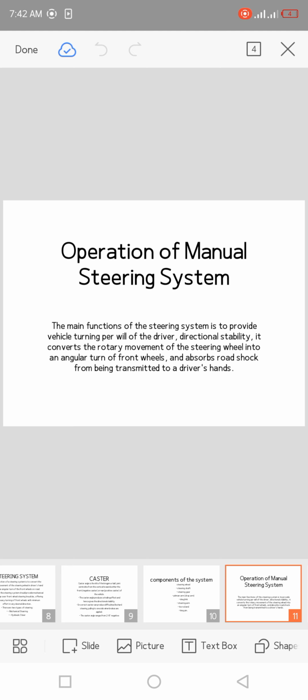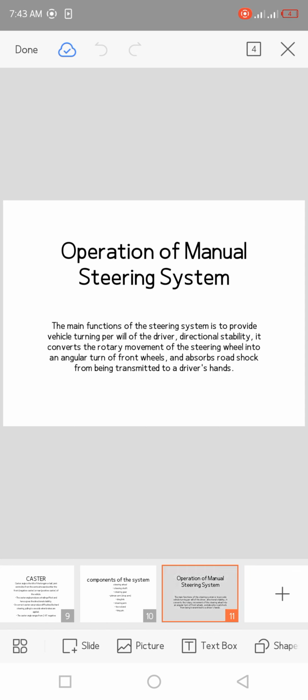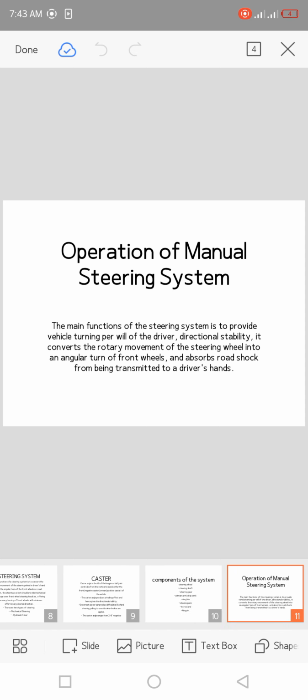So let's go on to the operation of the manual steering system. The main functions of the steering system are to provide vehicle turning per the wheel of the driver, directional stability, convert the rotary movement of the steering wheel into angular turn of the front wheels, and absorb shocks from being transmitted to the driver's hands. That is generally the operation of the manual steering.